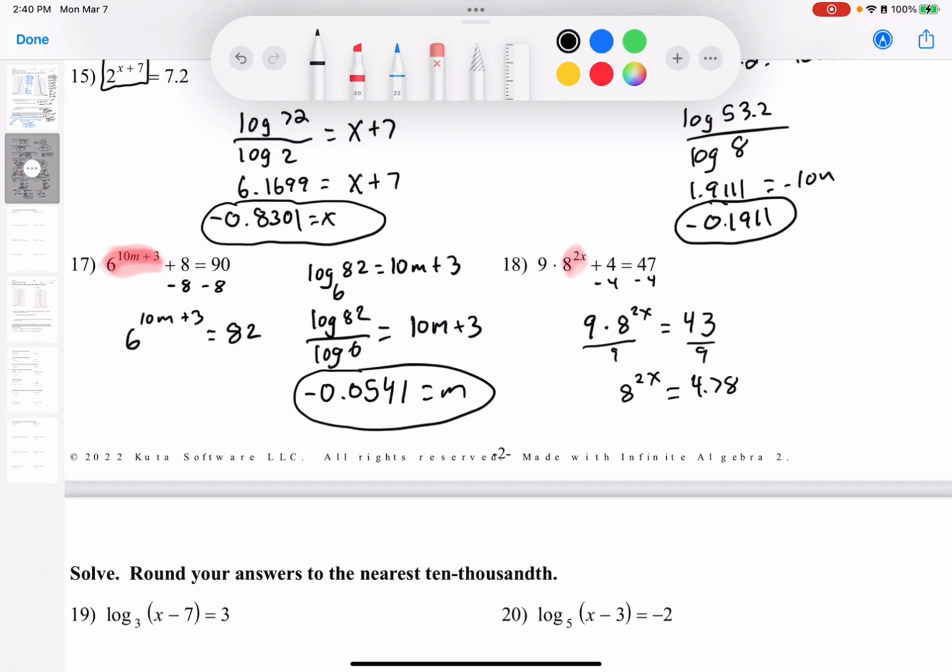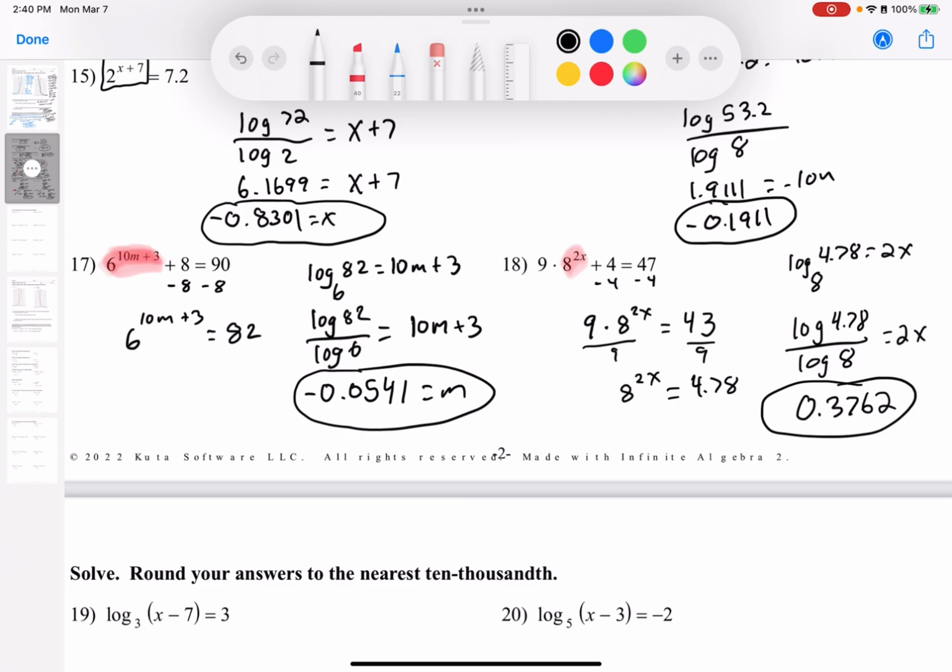Now I've got it isolated. So this would be log base 8 of 4.78 equals 2x. That's the log of 4.78 divided by the log of 8 is equal to 2x. So in the calculator, log of 4.78 divided by the log of 8, and then I'm going to divide that by 2. I get 0.3762 for the value of x.